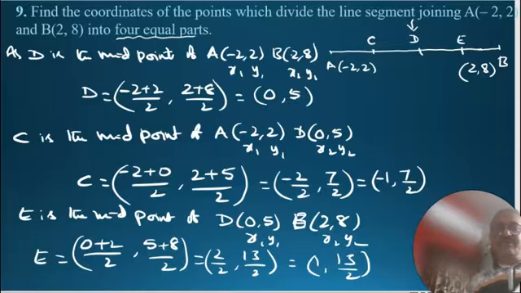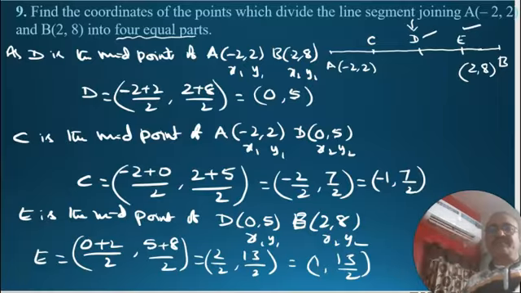Now these are the points: E is (1, 13 by 2), D is (0, 5), and C is (minus 1, 7 by 2).